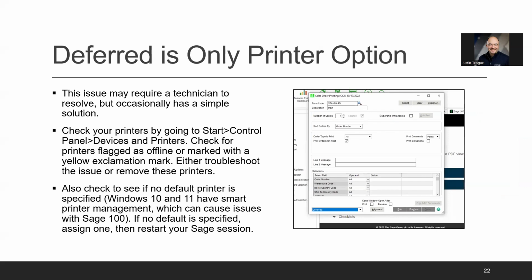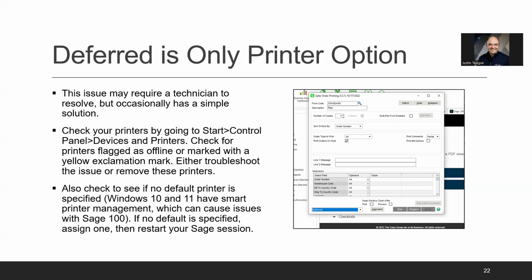This is also a common issue that has several common causes, deferred being the only printer option on tasks within Sage. Now, this might require a technician to resolve depending on the cause, but there are a few simple causes that can be fixed pretty easily by yourself. If you check your printers by going to Start, Control Panel, Devices and Printers, and you can also access this now in Windows 11 by going to Settings and Printers and Devices.